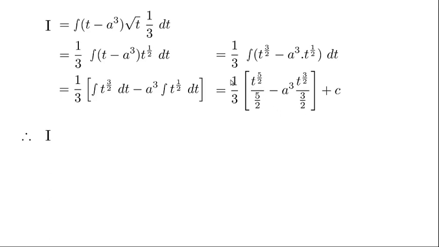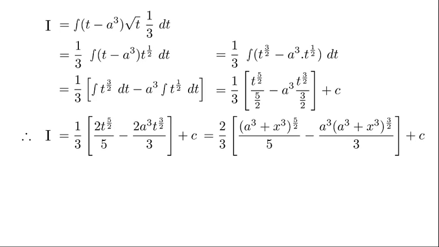And apart from that, we also think of substituting the value of t here. First let us take this 2 to the numerator, then let us take 2 outside. So it becomes 1 by 3 into 2 times t raised to 5 by 2 upon 5 minus 2a cube t raised to 3 by 2 upon 3. And now 2 goes out, so it becomes 2 by 3, and along with that we substitute the value of t. t is a cube plus x cube. So on substituting this, we get 2 by 3 into bracket a cube plus x cube raised to 5 by 2 upon 5 minus a cube into bracket a cube plus x cube raised to 3 by 2 upon 3 plus c.